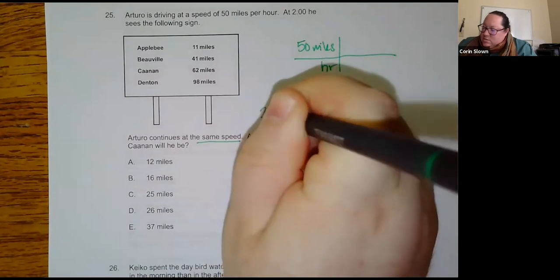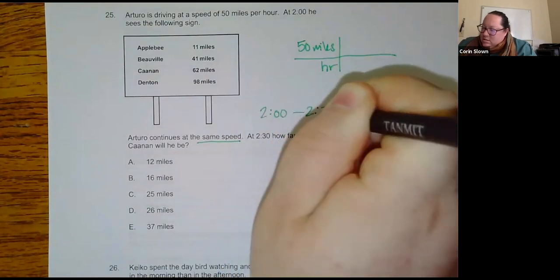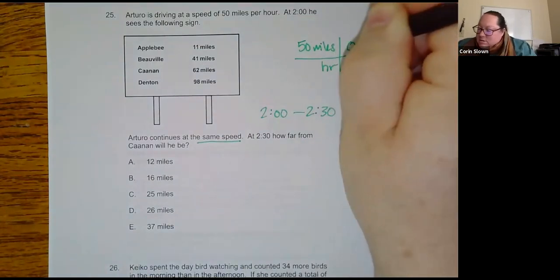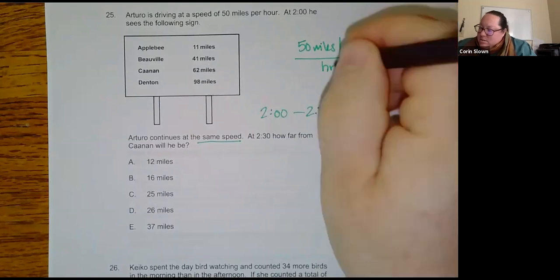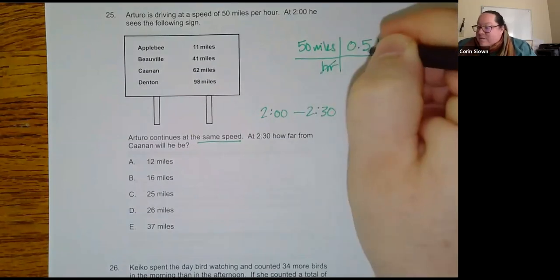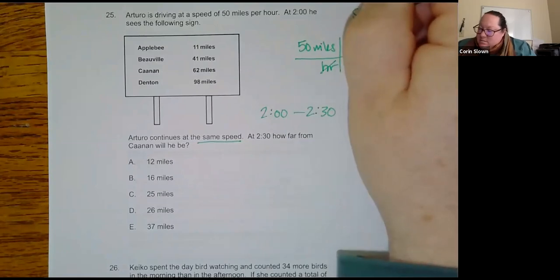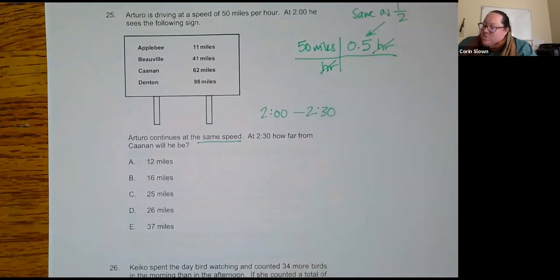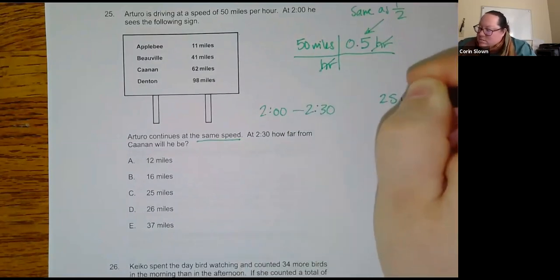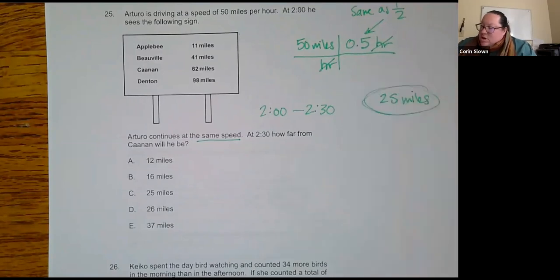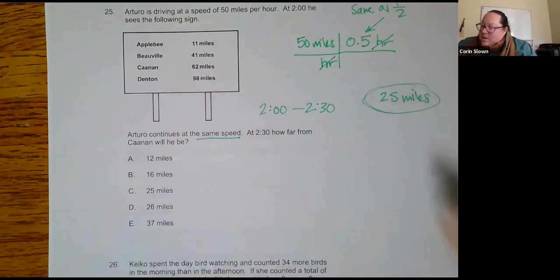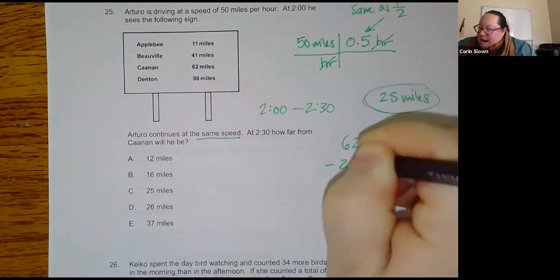So from 2 to 2:30, right? That's 30 minutes or half an hour. So he travels 0.5 hours. Hours cancel. Half, or 0.5, half of 50 is 25. So he's traveled 25 miles. So if the sign said he was 62 miles away from Canaan, then we're going to take 62 and subtract 25.